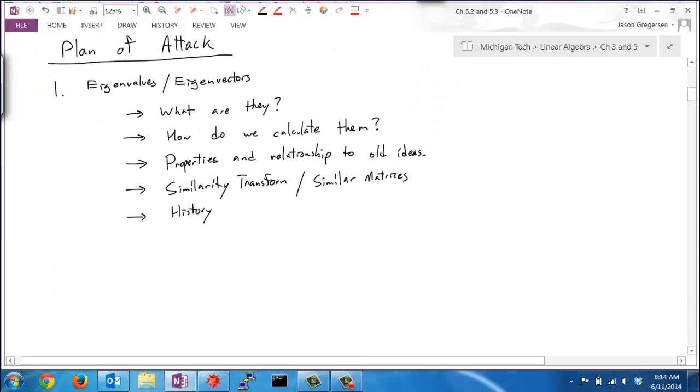All right, this is the same plan of attack we had yesterday. We pretty much got through what they are. They satisfy this thing, Ax = lambda x. That's kind of their definition here. We basically have a matrix where we multiply it by this vector, and the result is just scaling that vector. We figured out how to calculate them. First, we can find the eigenvalues using this equation. And then we take those lambdas and plug them into this equation to solve for our eigenvectors.